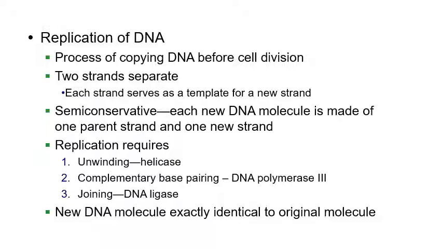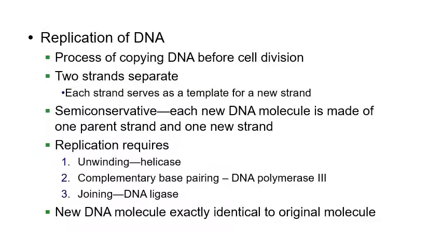So we have to go down the middle and cut those hydrogen bonds that are holding the nitrogenous base pairs together. So we have to separate the strands. And then once we separate the strands, we're going to use each one of those two strands as a template, as like a base, to build a new half strand on top of it. So we refer to this process as semi-conservative replication, because every new DNA molecule is going to be made half from an old molecule and half from a new molecule. So you use the old molecule to build the new molecule.